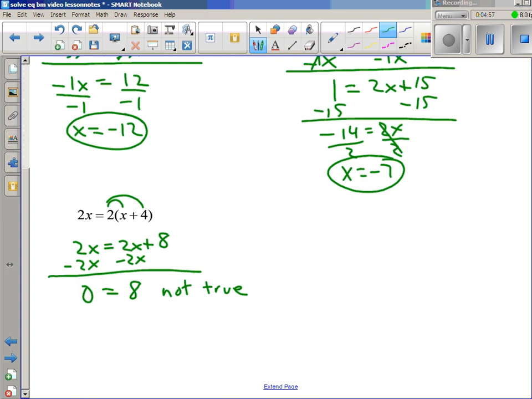If we take a moment to look at this equation right here, there's really nothing that x can be where 2 times x equals 2 times x plus another 8. That plus 8 makes this equation very difficult, in fact impossible, to find a value. It has no solution, so we would say no solution.